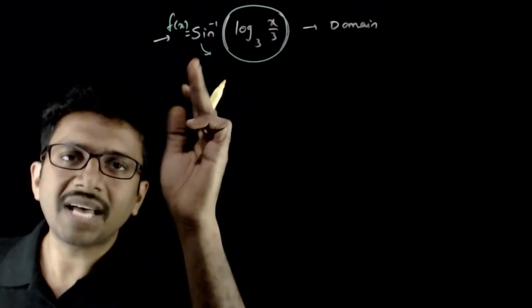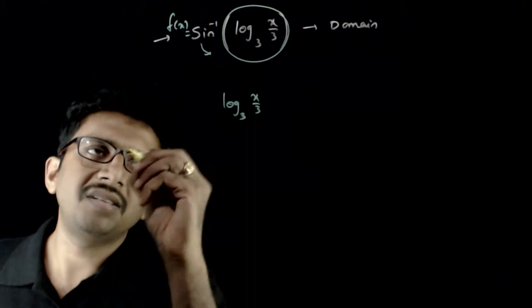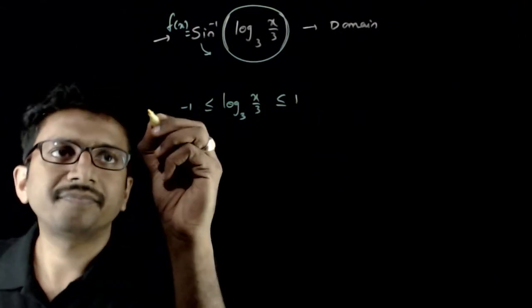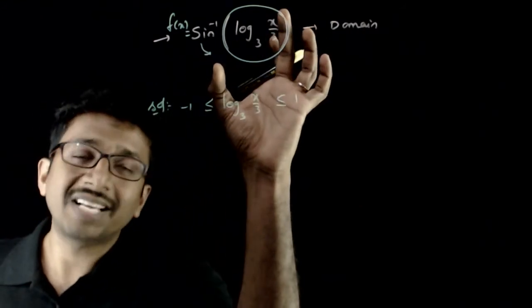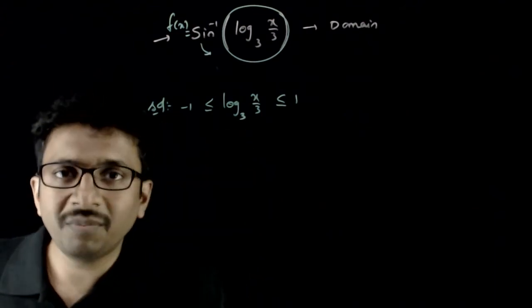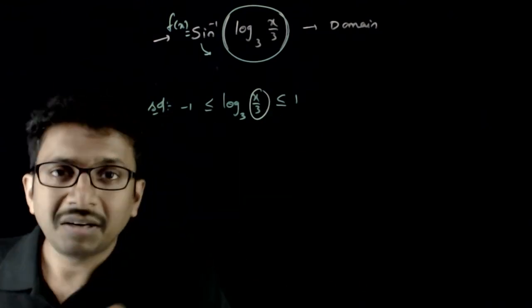If sine inverse has to be defined, then this log x by 3 to the base 3 should be in between minus 1 and plus 1, right? Sine inverse will be defined only if this expression is in between minus 1 and plus 1.